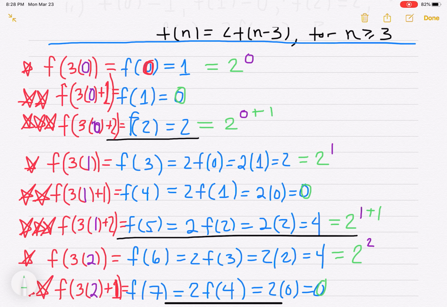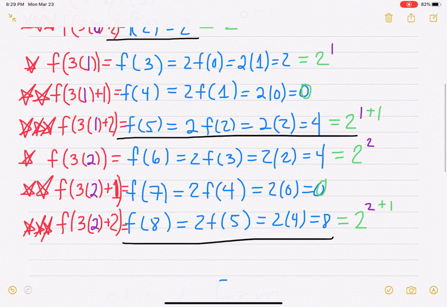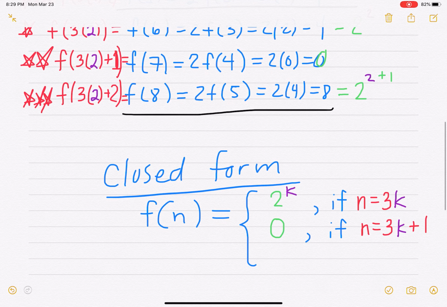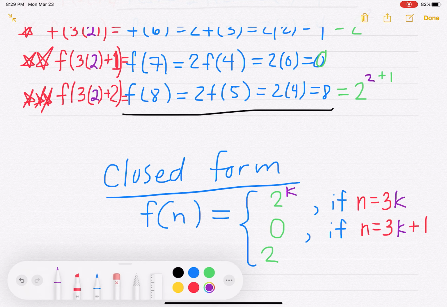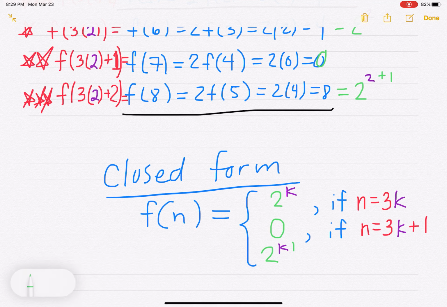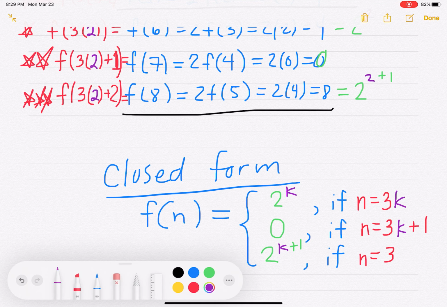Right? 2 to the 0 plus 1 is 2. So notice that when we have 3 times 0 plus 2 for an input, we have 2 to the 0 plus 1 for an output. When we have 3 times 1 plus 2 for an input, we have 2 to the 1 plus 1 for an output. And finally, when we have 3 times 2 plus 2 for an input, we have 2 to the 2 plus 1 for an output. So for this third type, the triple star type, we can summarize that as follows. The output here is going to be 2 to the k plus 1 if the input n is equal to 3 times k plus 2.